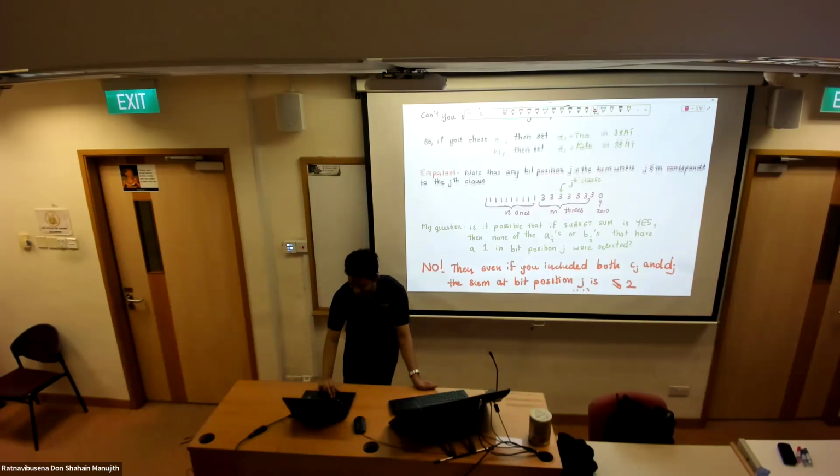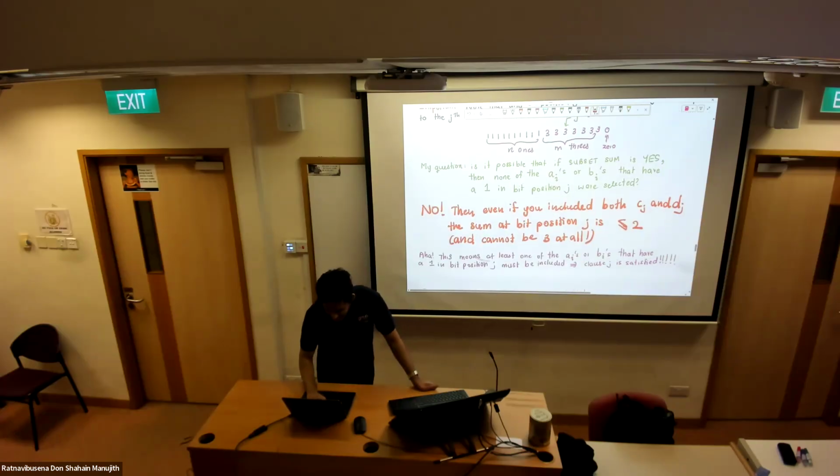Okay, slowly you will get it. This means that at least one of the AIs or BIs that have a 1 in that position must be included. That means clause J is satisfied. But J was arbitrary. That means every clause is satisfied. Therefore, 3SAT is also satisfied.